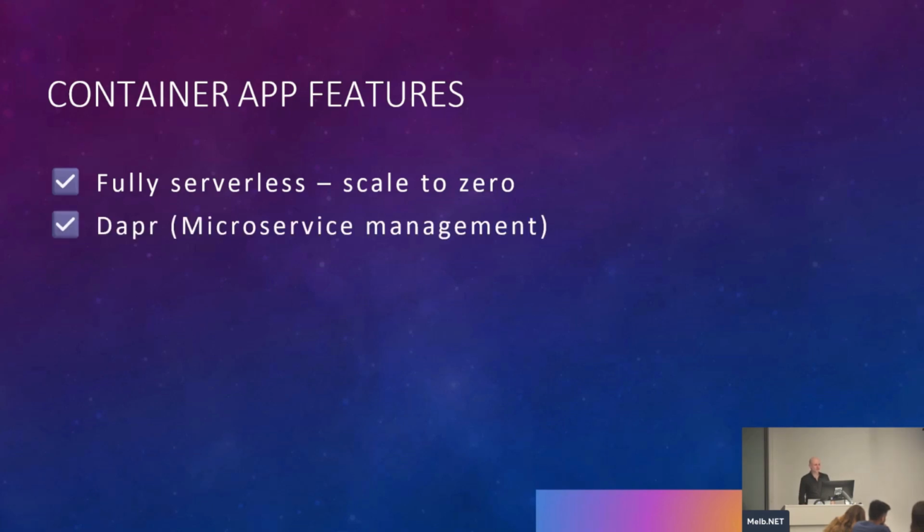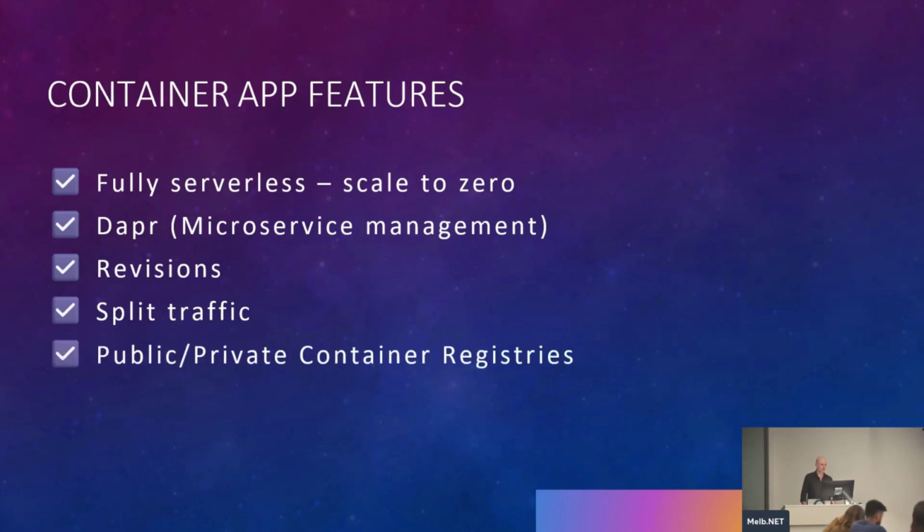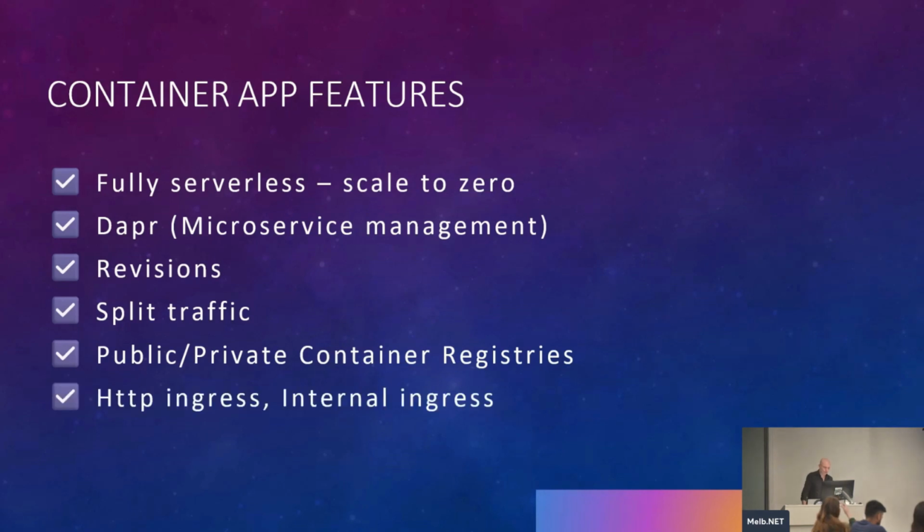You've got Dapr, which is your microservice configuration stuff. There's revisions, so you can deploy the latest version and then overwrite, and it will swap over seamlessly. We'll get into that. You can even split the traffic between your revisions. Again, we'll get into that. And you can host your images on public or private container registries. And then there's ingress. You've got different types of ingress, network connectivity to your container apps.